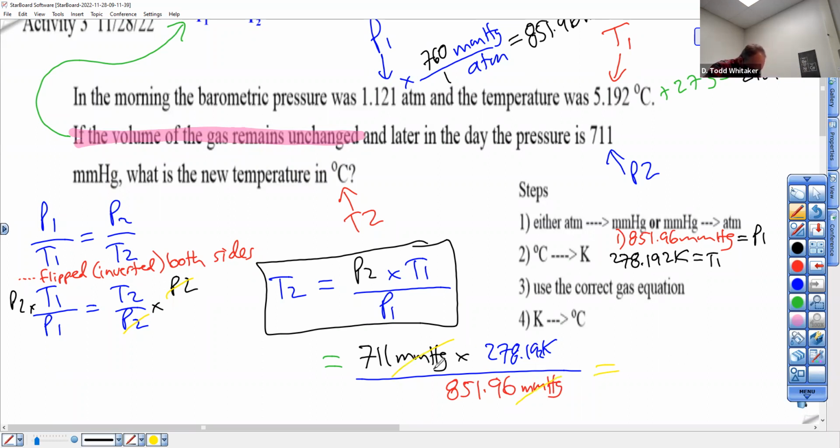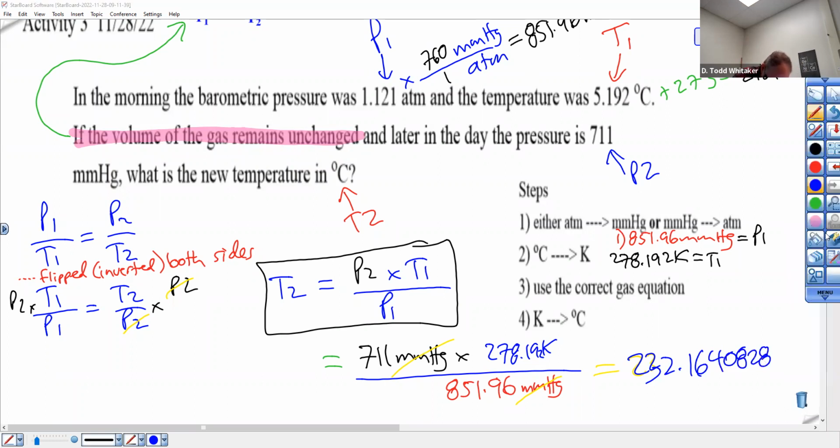So 232. Oh, 2.1364. 164. And that would now be Kelvin, right? So we want it in degrees Celsius. We'll have to do one more conversion. One, are we surprised the number got lower? Yeah, the Kelvin went down. Not surprised. Pressure went up. Temperature goes down. Makes sense.